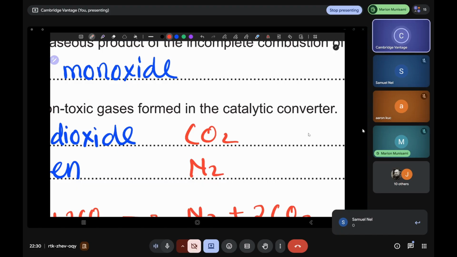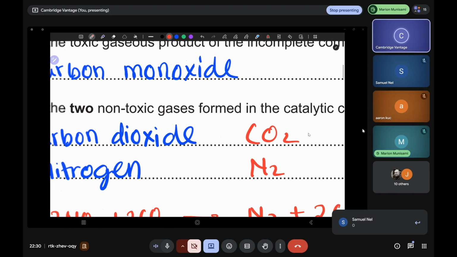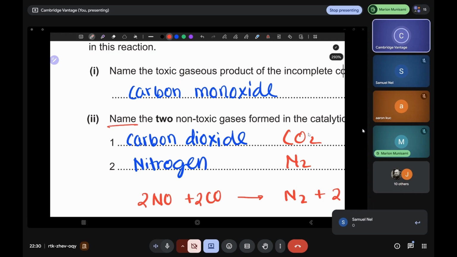Exactly, Samuel. You are correct. You will get 0 if you do this. Now, why is this the case? Because it said name. The name means you write it down in words. You do not write the chemical formula. If they asked you to state the formula, then you will state the formula. If they ask you to name, then you name it.